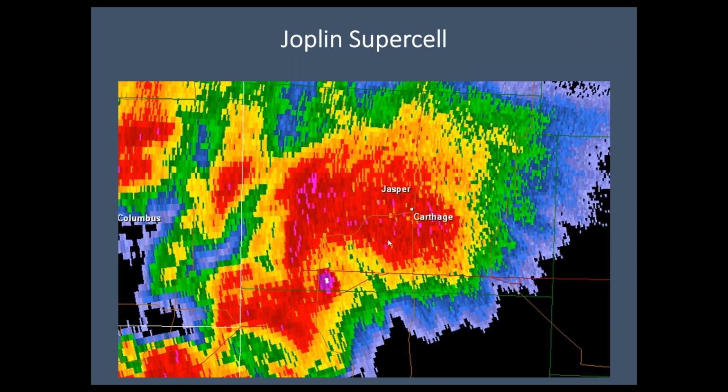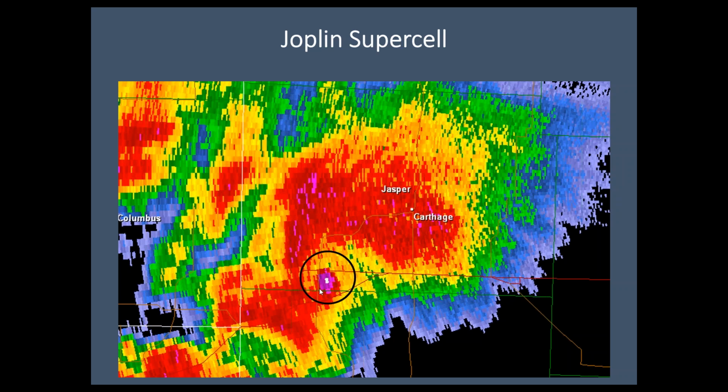So here is your Joplin supercell. What we kind of talked about a little bit was, you could see here's your supercell, your downdraft region where a lot of your hail and stuff is going to be. But you can also see where it comes back down and hooks in. This Joplin case was very messy because you had another cell that was coming in from the southwest that was merging into it.